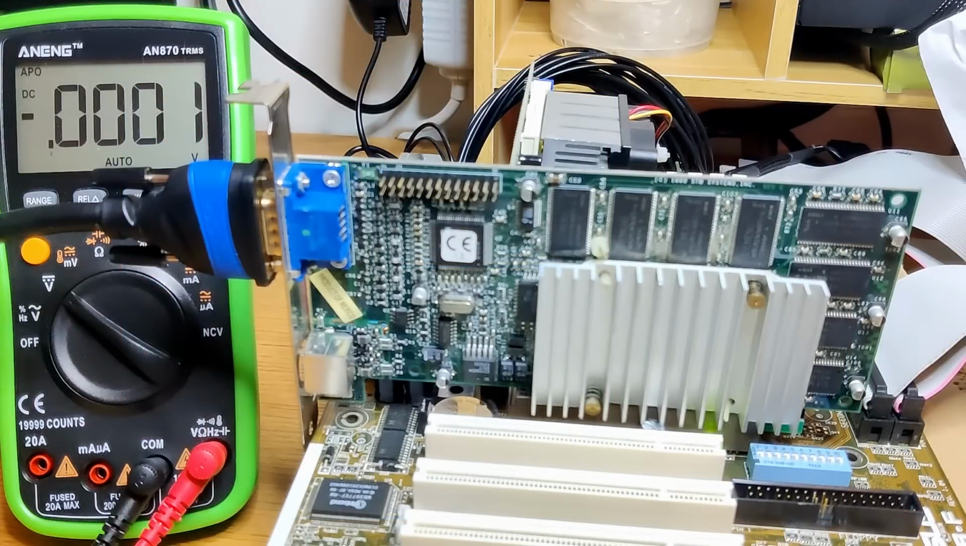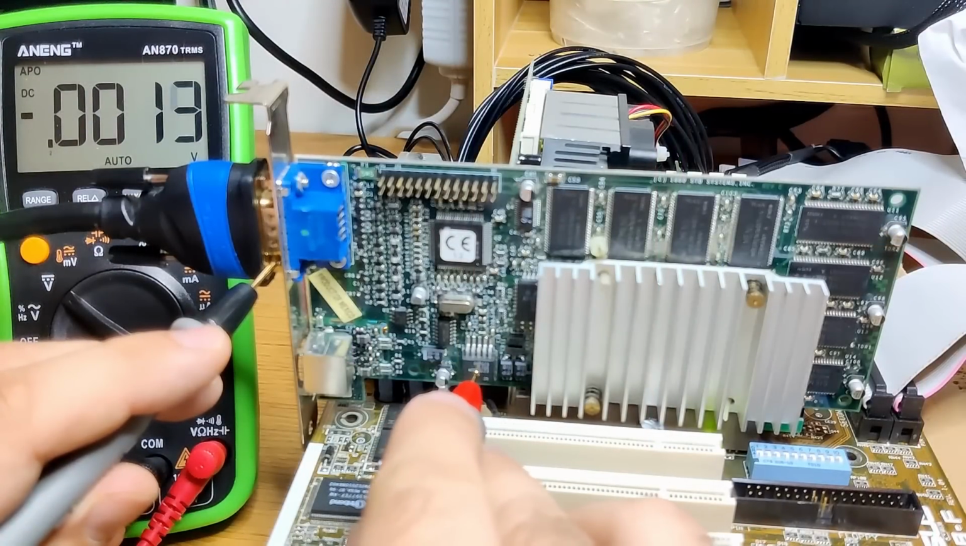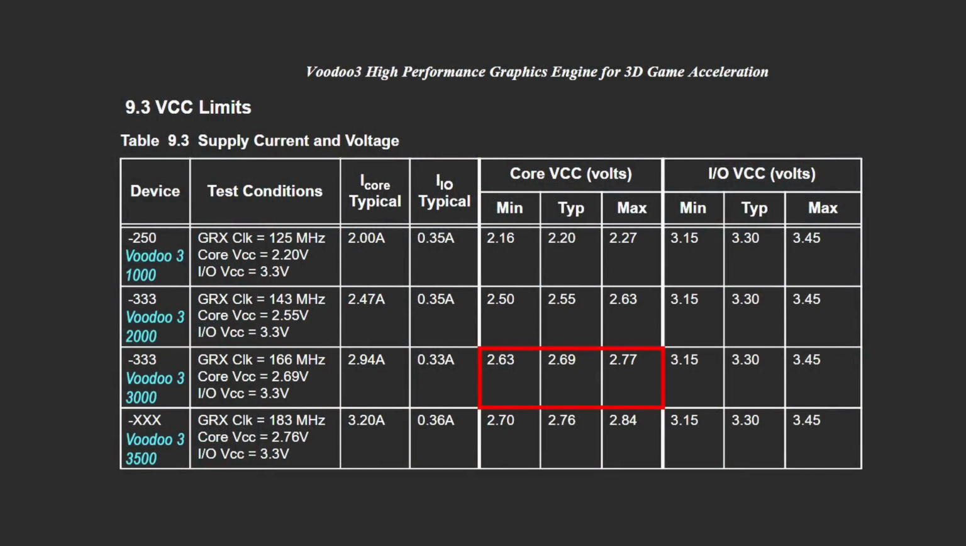Before I attach the mod, let's see at what voltage this Voodoo 3000 works at. The Voodoo 3000 runs by default at a voltage of 2.6 volts. And this card has a default voltage of 2.71 volts at the core. If we look at the table of voltages, we can see that it is, like it was with the Voodoo 3000, within the specified values.